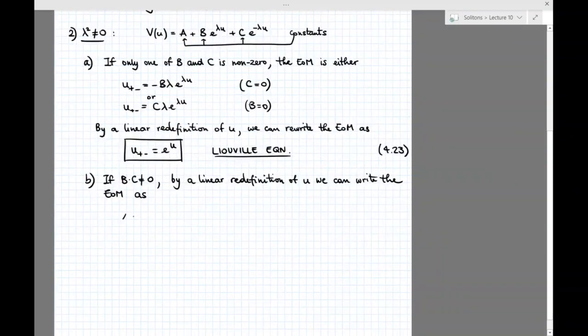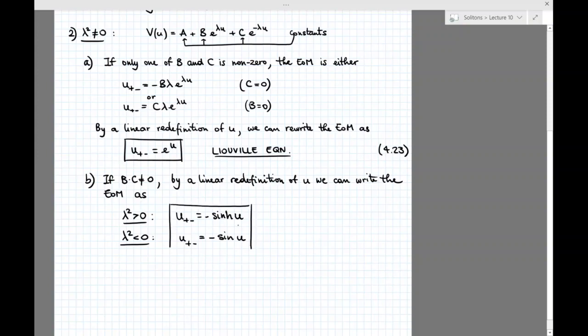In one case, lambda squared will be positive. In that case, we can write the equation of motion as u plus minus equal to minus hyperbolic sine of u. Please check this statement as an exercise. Whereas if lambda squared is negative, we can write the equation as u plus minus equal to minus trigonometric sine of u. So equations 4.24 and 4.25. Equation 4.25 is nothing but the sine-Gordon equation that we know and love. And for this reason, equation 4.24 is called the sinh-Gordon equation.